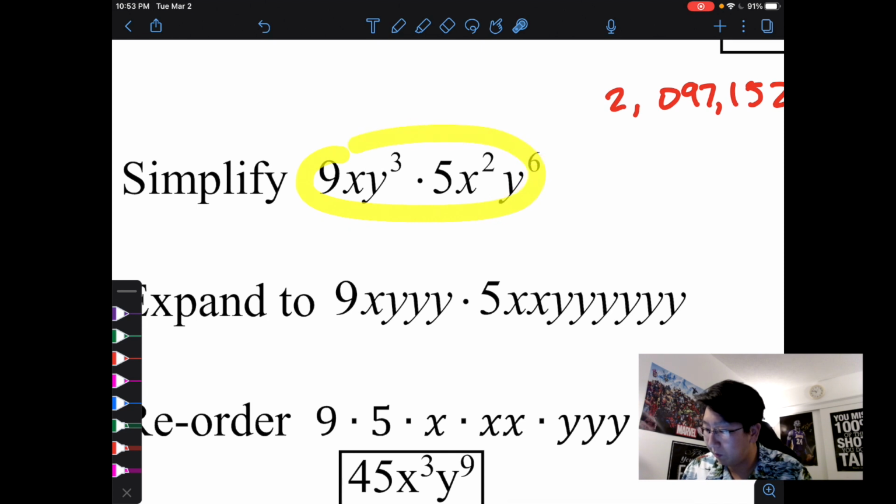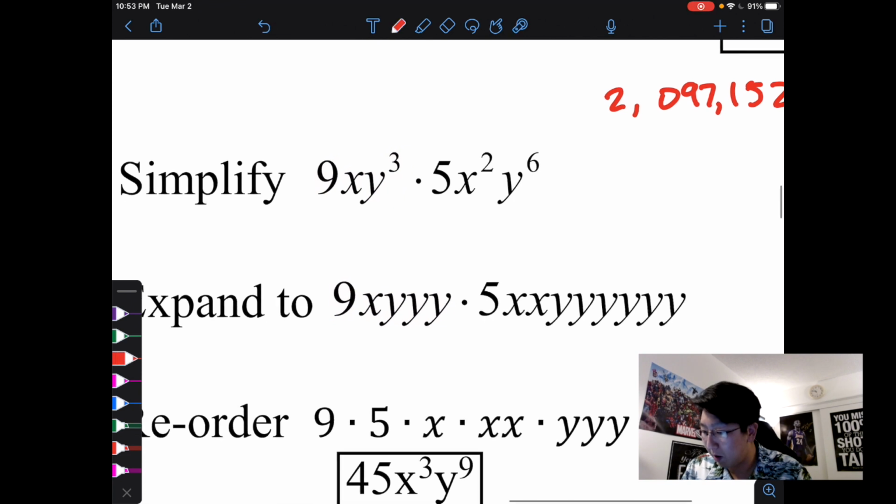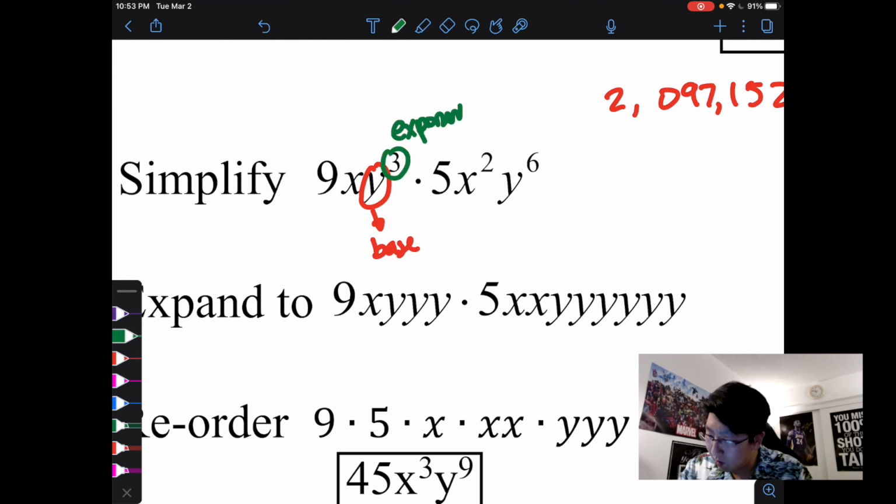Let's look at another one. We're going to simplify 9, and notice there's no exponent, so it's just 9 by itself, times x, which also has no exponent, times y to the 3rd power. Here you can see I expanded it: 9 times x times y to the 3rd power. I'll write down that this is my base, and this is my exponent. So you can see y to the 3rd power represented right here.